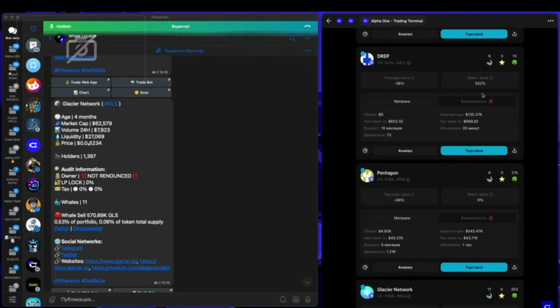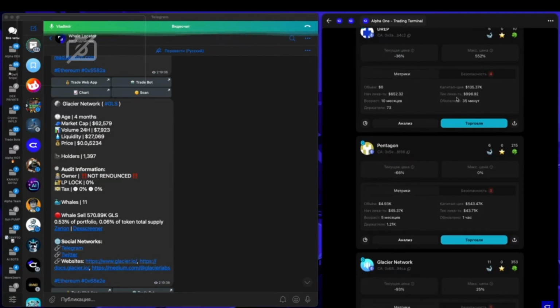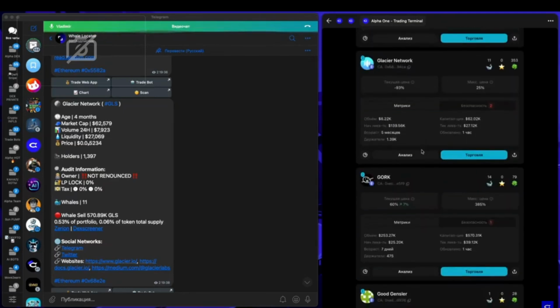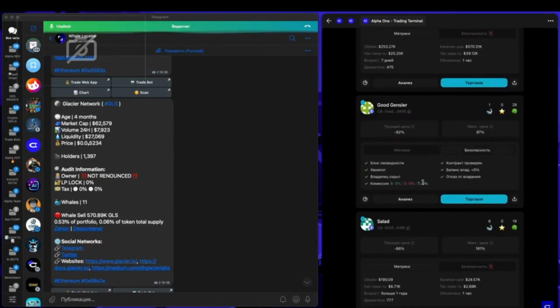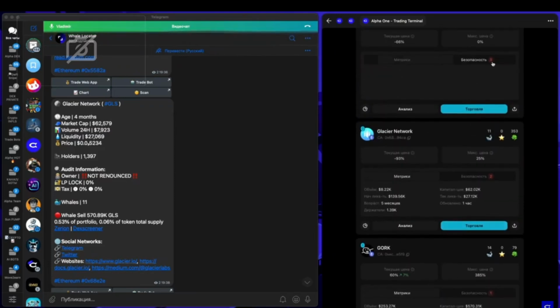For example, the DREP token grew by 552% at most, and the current price is 36% lower than the initial one. Here there are also trading volume, capitalization, current liquidity, and initial liquidity. These are volume metrics and also security metrics. The number of green and red flags tells us whether the token is safe or not. If everything is green, then the token looks as safe as possible. If there are any red numbers, then we go to this tab and look.